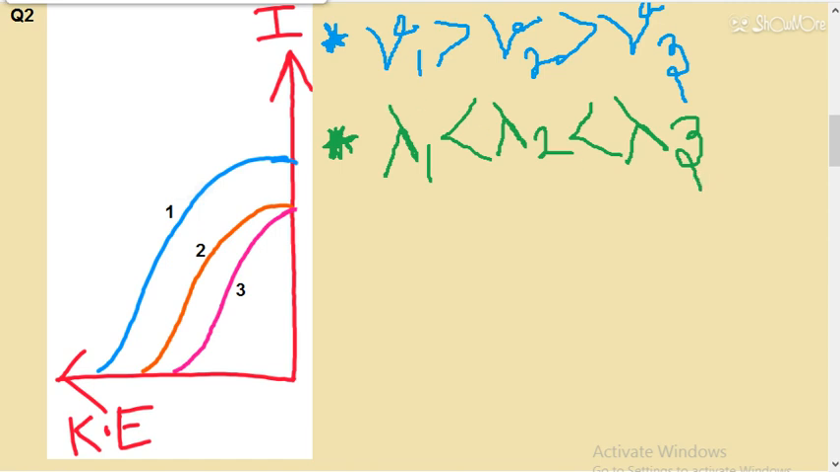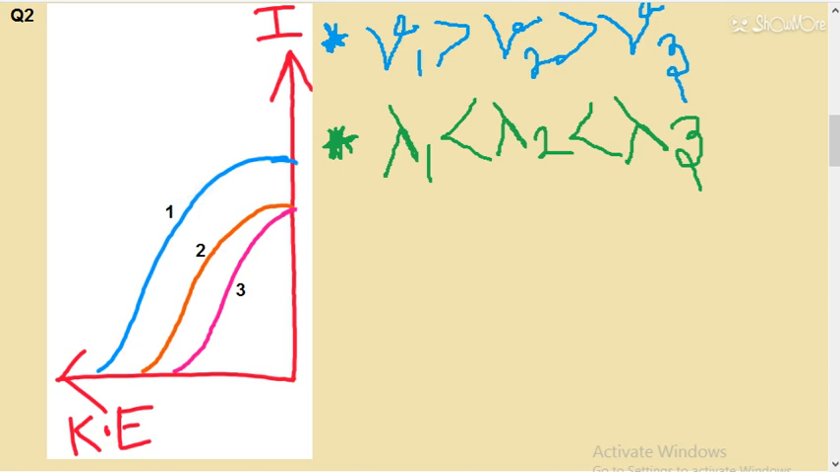Now we have to see the third relation, that is for the intensity of radiation. So for the intensity of radiation, you can see here current for this I1 radiation is maximum, then current is common for radiation 2 and radiation 3. So current for the radiation 2 and 3 is same, but photoelectric current is changing for radiation 1. For radiation 2 and 3, the photoelectric current is same.